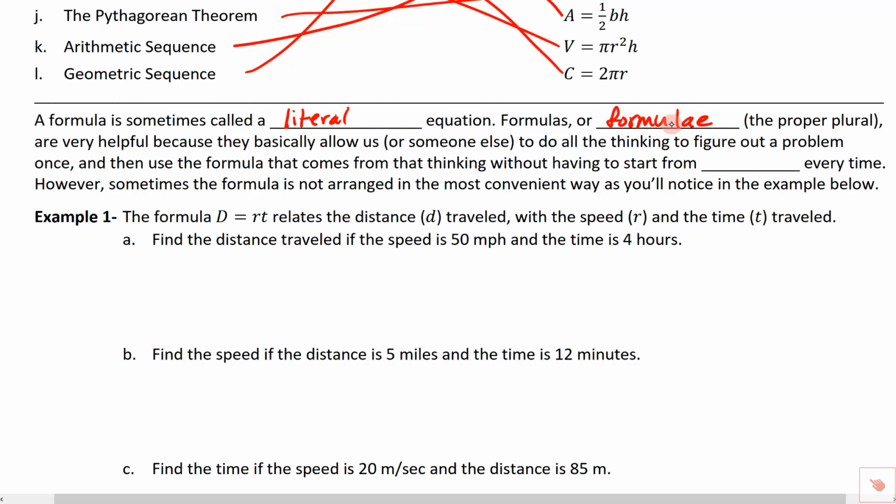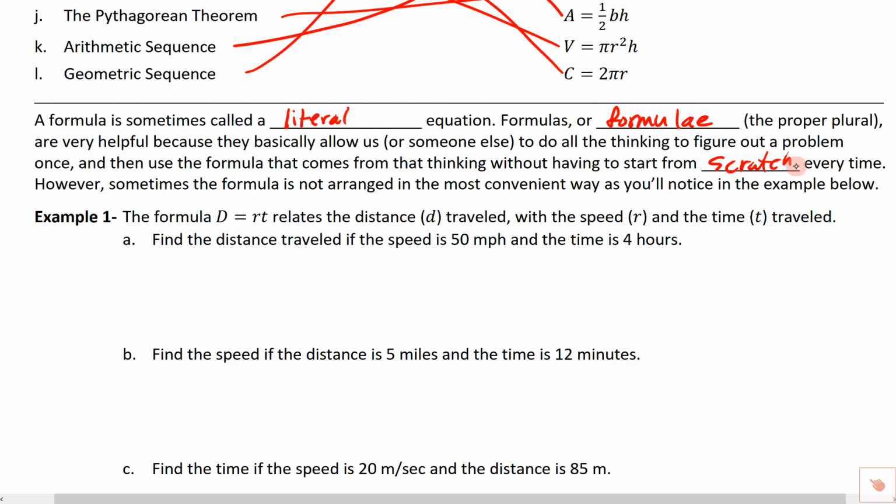So they're really helpful because basically here's what happens with a formula, okay? It allows us or someone else to do all the thinking and all the work to figure out a problem once, and then we just use the formula that comes from that thinking without having to start from scratch every single time. So it'd be kind of tough if you had to figure out or derive what the Pythagorean theorem was or the distance formula every single time. We figure it out once, and then we can use it in the future.